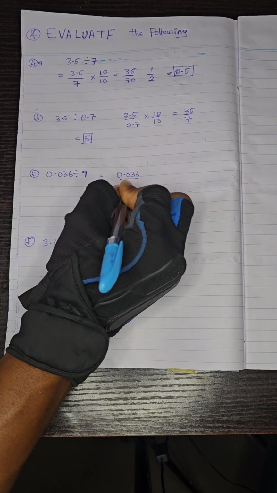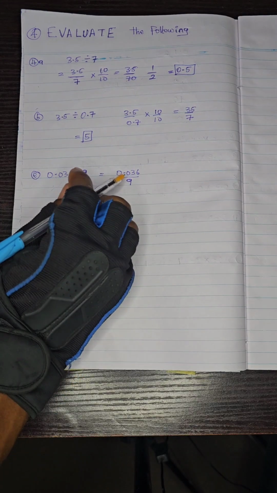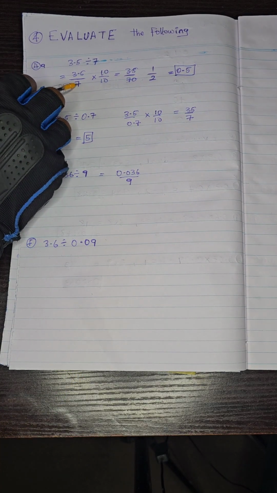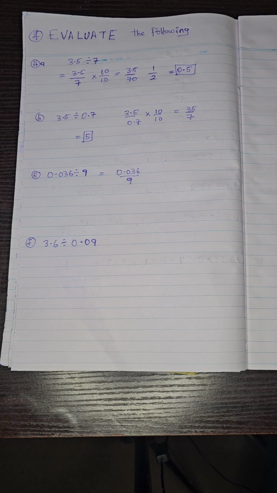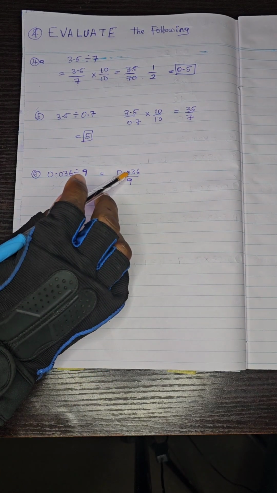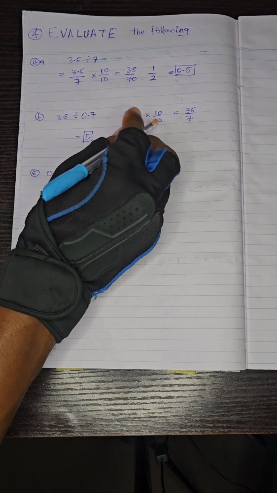0.036 all over 9. As I said earlier, the one we are multiplying is the one that has the largest decimal point. Here the top has a decimal point, the bottom does not, but we still went ahead. So make both of them whole numbers. The largest decimal place here is 1, 2, 3. So we multiply both up and down by 1000.